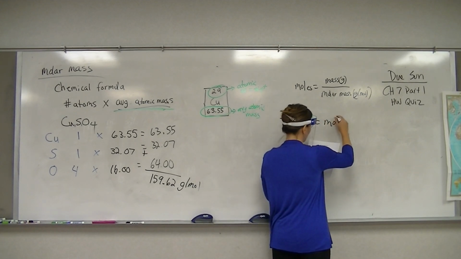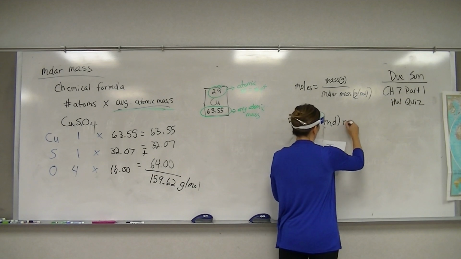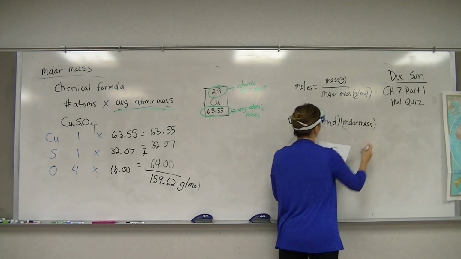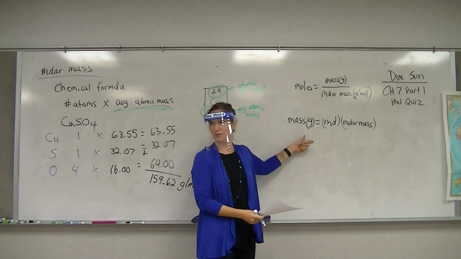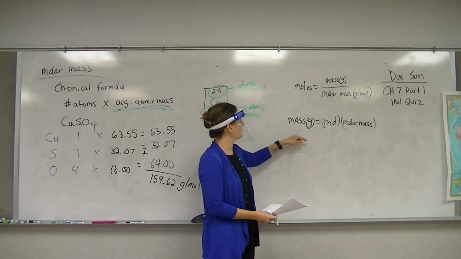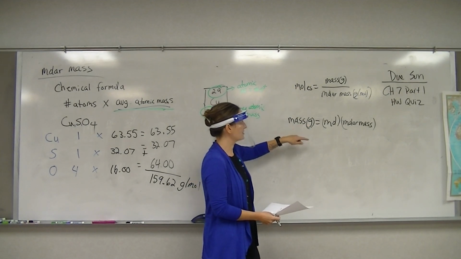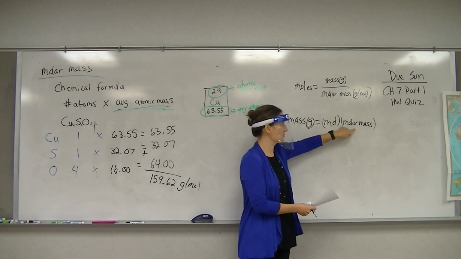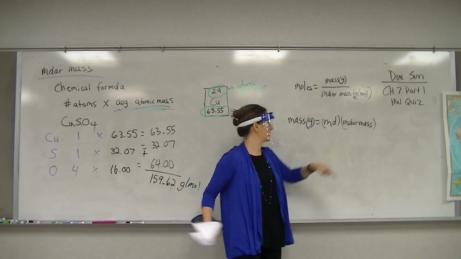Now this next equation is the same thing, just rearranged. Okay, so in this case you would be solving for mass. The question would give you the moles and a chemical formula so that you can calculate the molar mass, just like we did over there.